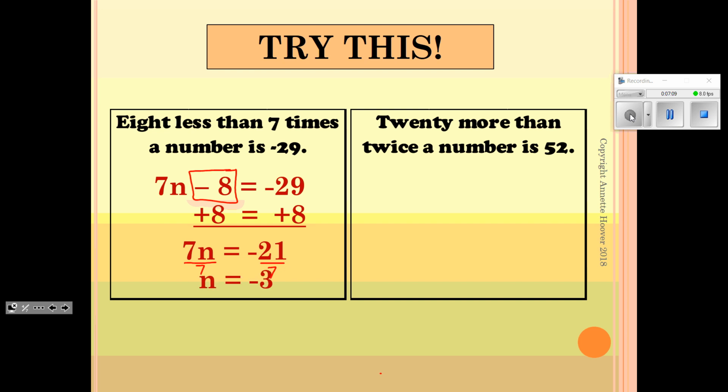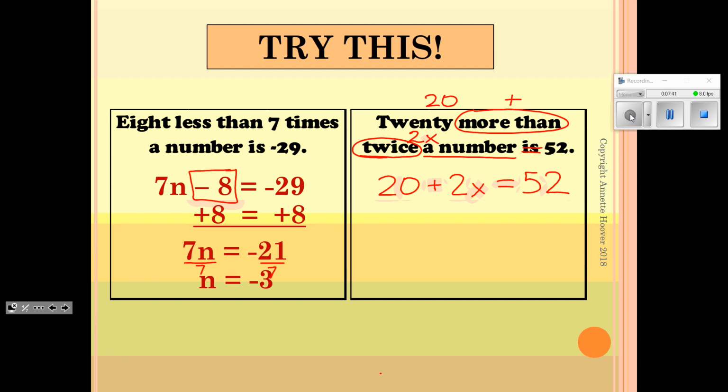Here's another example. 20 more than twice a number. When you have the phrase more than, we know that we add. If you remember the word twice, that means we're multiplying something times 2. Twice a number, so there's our variable. 20 more than tells us to add. Twice a number is 2 times the number, is the equal sign, 52.